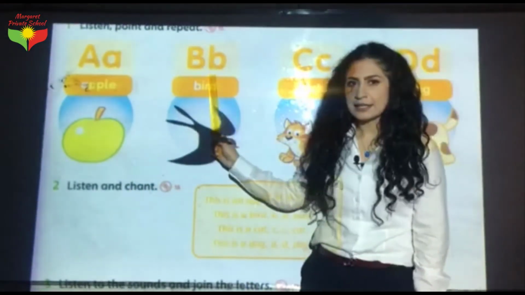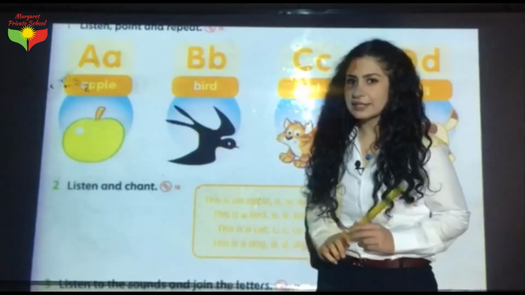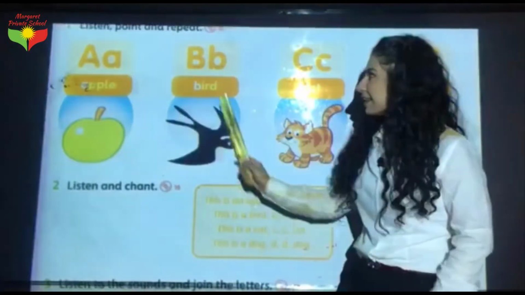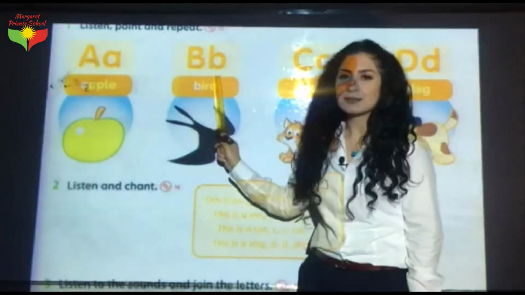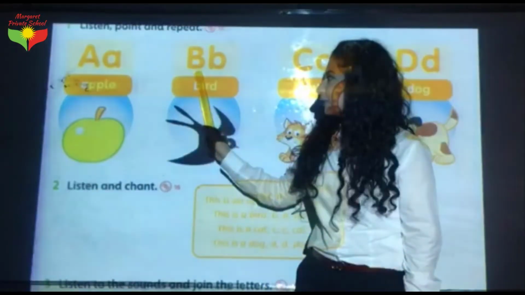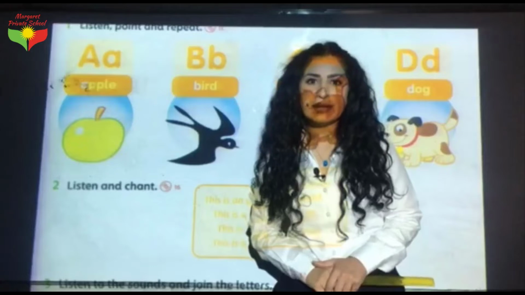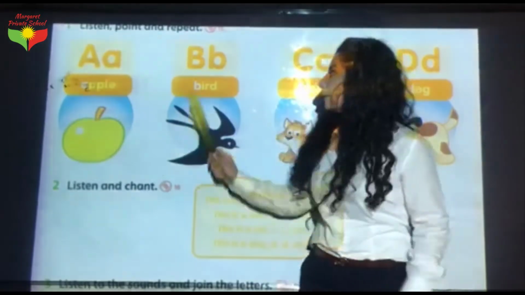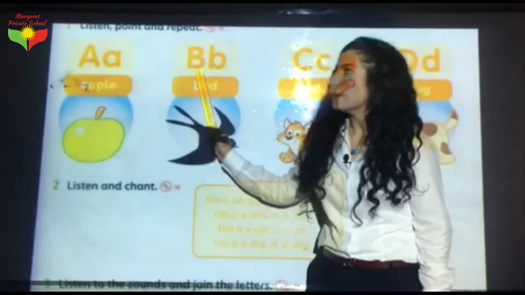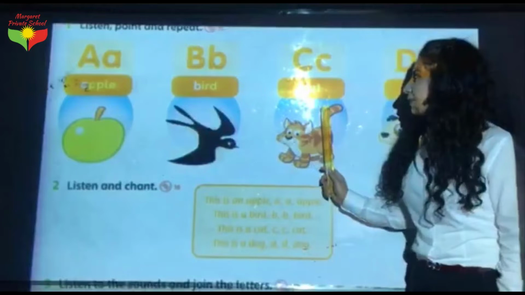What letter is this? Is it letter C? No, it isn't. This is letter B. Capital B, small b. And the sound of letter B is B. Bird. Okay, let's go to this one.